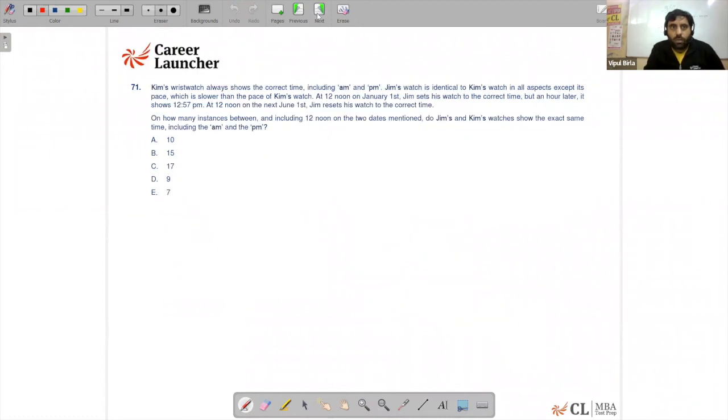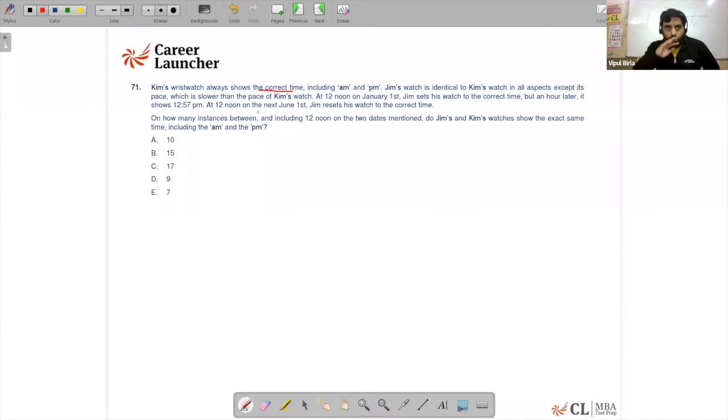All right, guys, moving on. Kim's wristwatch always shows the correct time, including AM and PM. Jim's watch is identical to Kim's watch in all aspects except its pace, which is slower than the pace of Kim's. So Jim's watch is identical to Kim's watch, except it is slower.